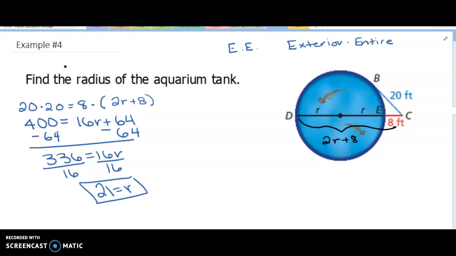All right, so you should have gotten 21 as the radius. Okay, so once again, we're going to do exterior times entire because these intersect outside of the circle. Okay, so on this BC here, exterior is 20 and entire is 20, so we just do 20 times 20. And then on the other one, 8 is exterior times the entire thing, so it's just 2r plus 8. That goes right there. Okay, we would have to distribute this 8 through the parentheses, so we'd get 400 equals 16r plus 64, and then it's just algebra from there. So you work it out, you get r is 21.